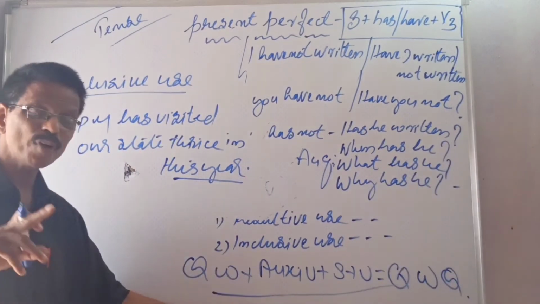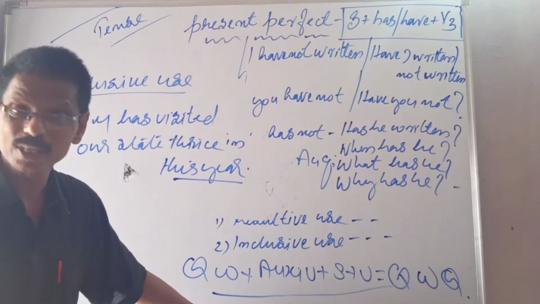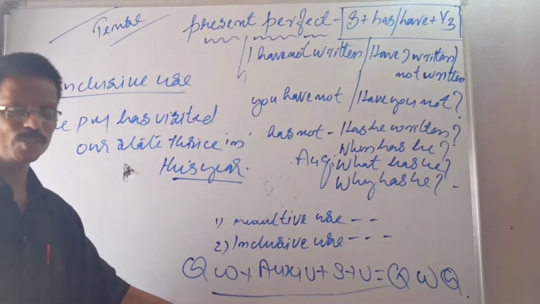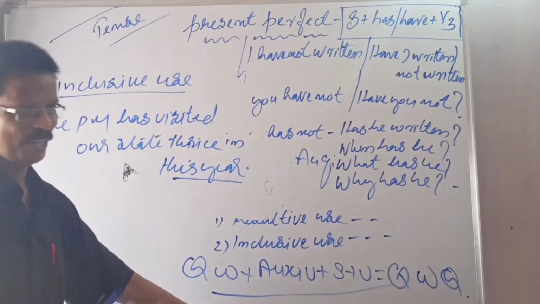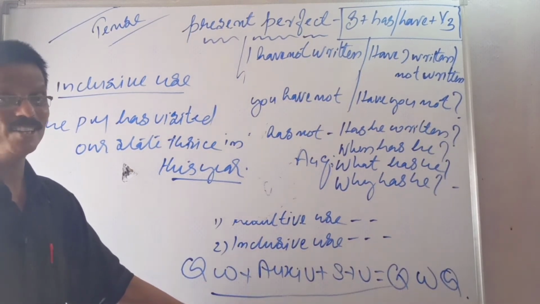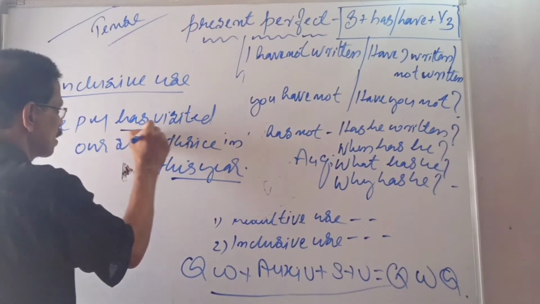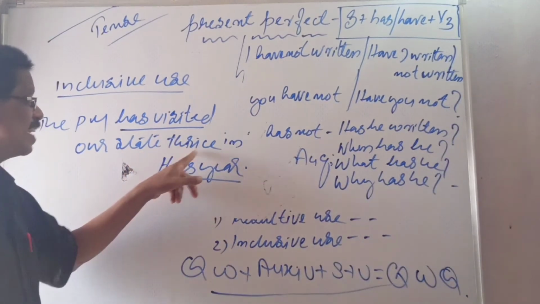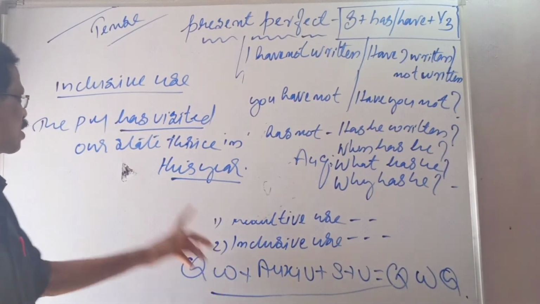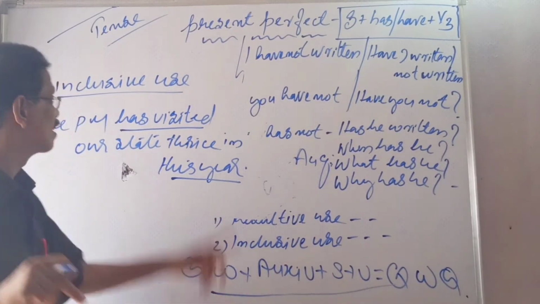If an action can be included in a present period of time, present perfect can be used. For example, I have seen 10 cinemas in this year. See, this year, 10 cinemas totally. In the same way, the Prime Minister of India has visited our state thrice in this year. Of course, election is there, he will come very often, otherwise he won't come.